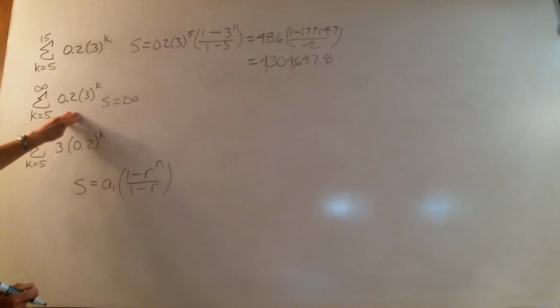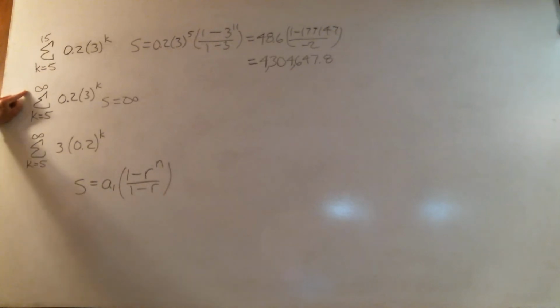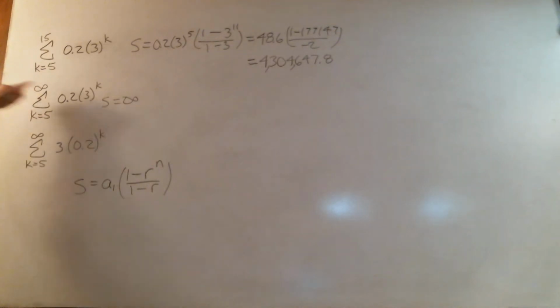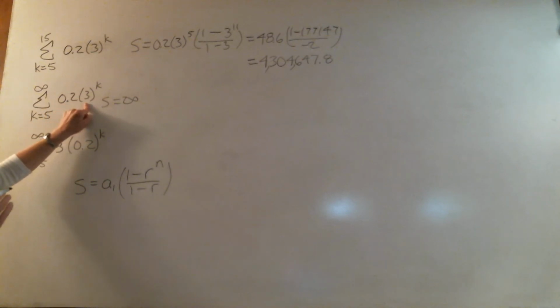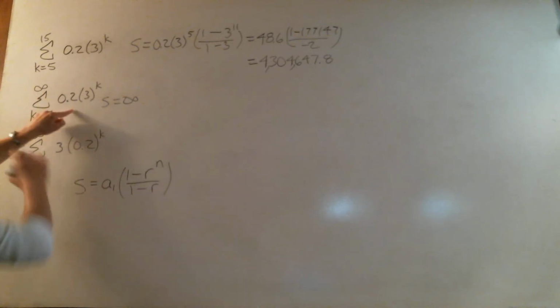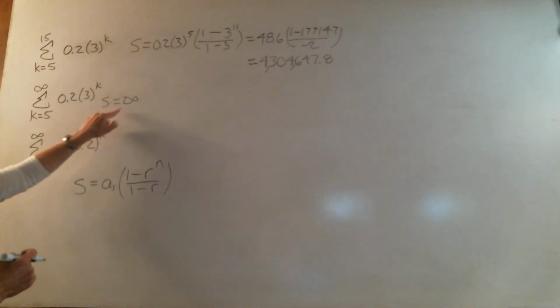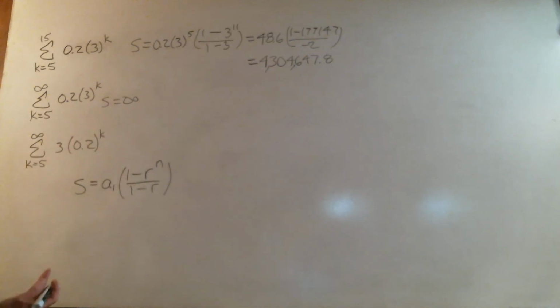Okay, so now this one is an infinite sum. Can we do an infinite sum? Well, let's think about it. So we have an infinite number of terms, and our common ratio is 3. That means the numbers are continually getting larger. Well, an infinite list of those then is going to be infinity. And so the sum for this is infinity. We don't even need a formula.